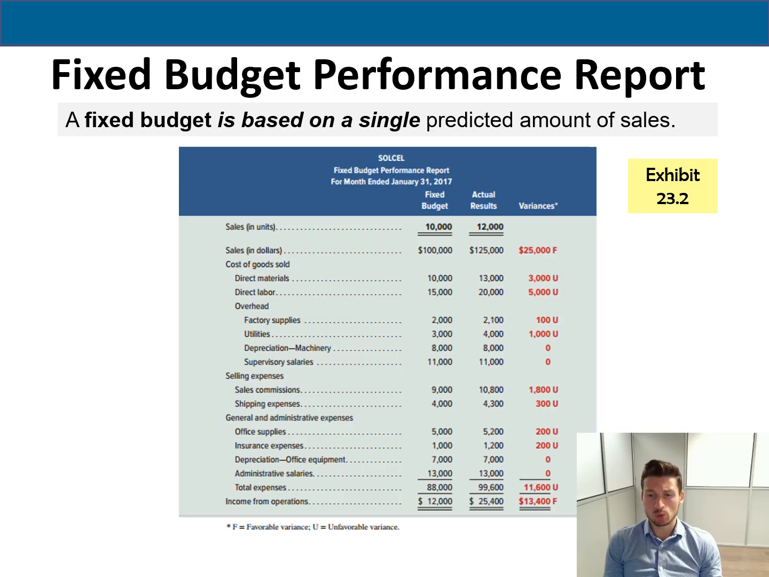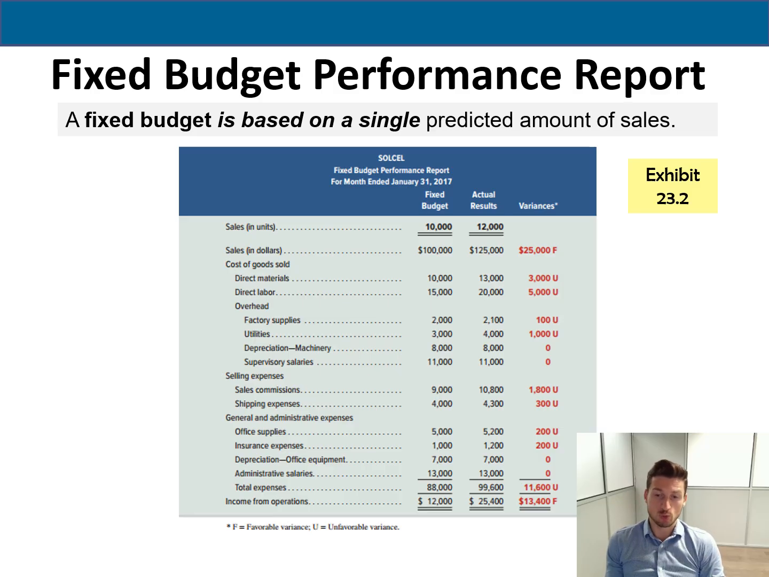So finally, what we're going to measure is your sales, which is 25,000 favorable, minus total expenses 11,600 unfavorable, will be your income from operations 13,400. Or the other way, your income from operations, which you were expecting to be 12,000, and now the actual result is 25,400.